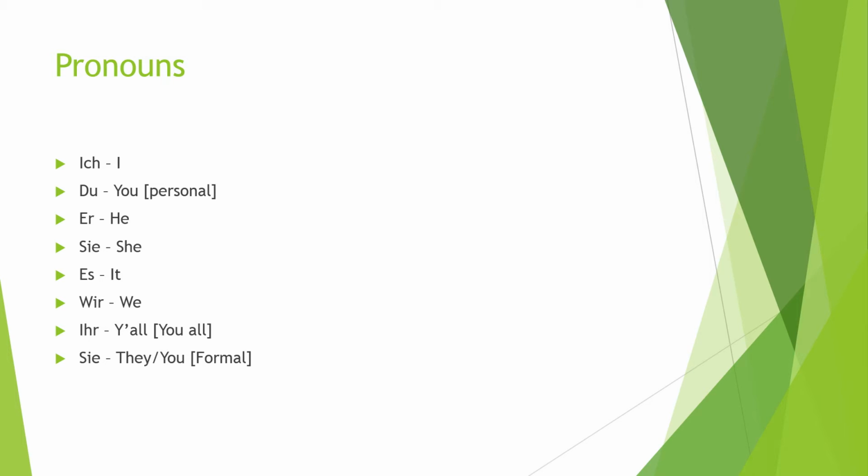Now, to go off on a tangent here, you'd use du with your friends, your family, people you've known a while. However, you'd use sie, the formal form of you, in a situation like, say, if I was with my professor and I was talking to him, I would refer to him with sie instead of du, because he is in a place higher than me. It's like saying sir or ma'am.